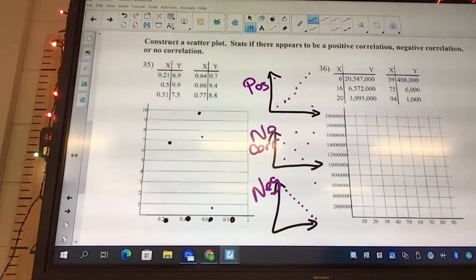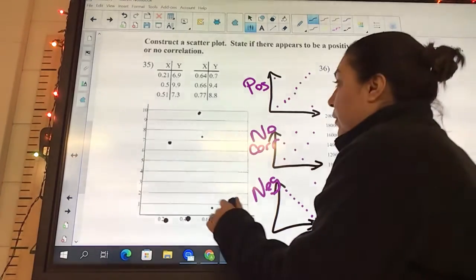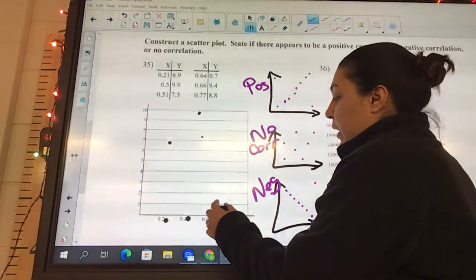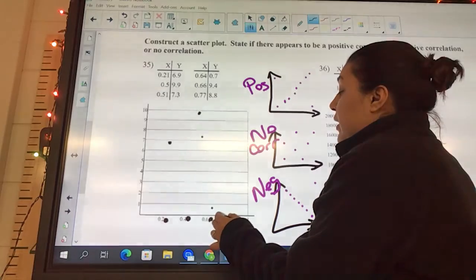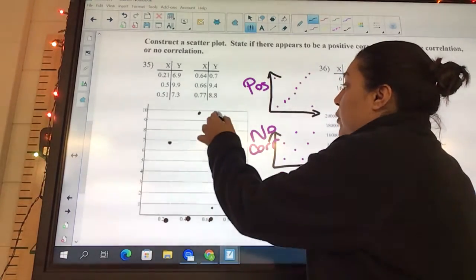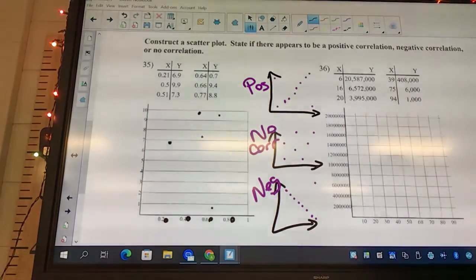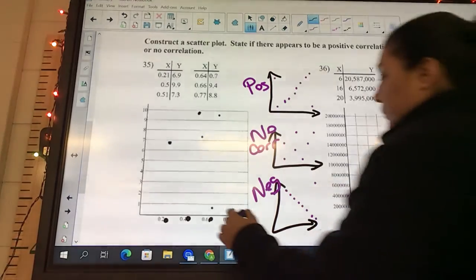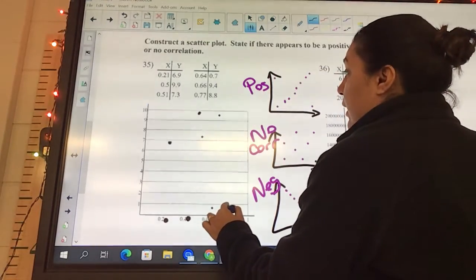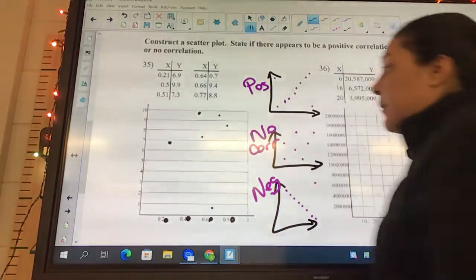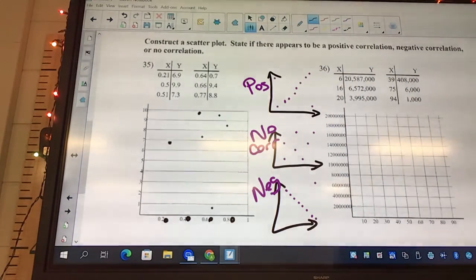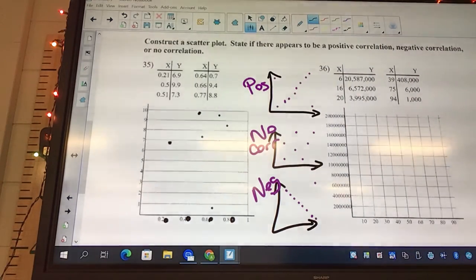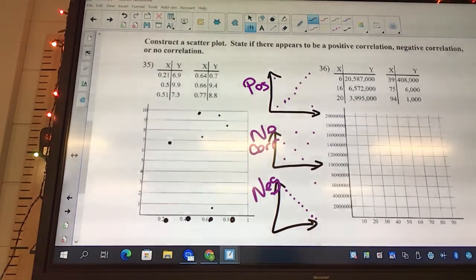What's that? Yeah, absolutely. I mean, you can't really plot the ones I'm plotting because it's not going to do any good. You guys got to kind of plot them on your own because mine I just guessed. Okay, 0.66 and 9.4 is going to be somewhere up there. And 0.77 and 8.8 is going to be somewhere up there. Okay, so overall, does that look positive, negative, or none?